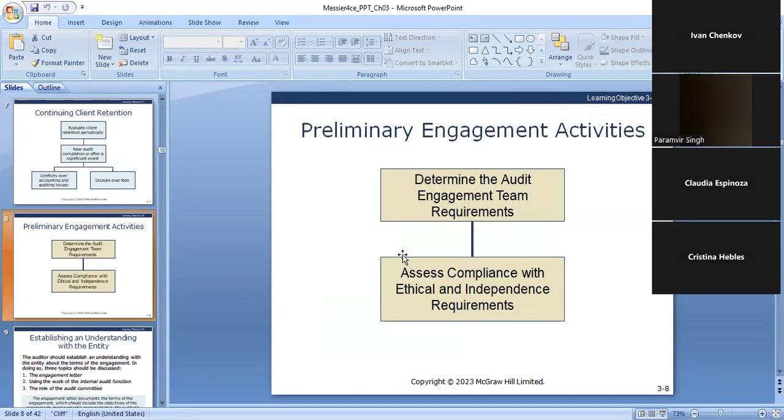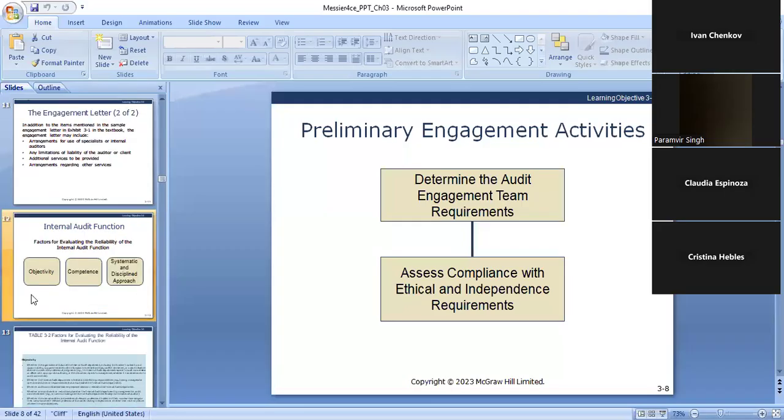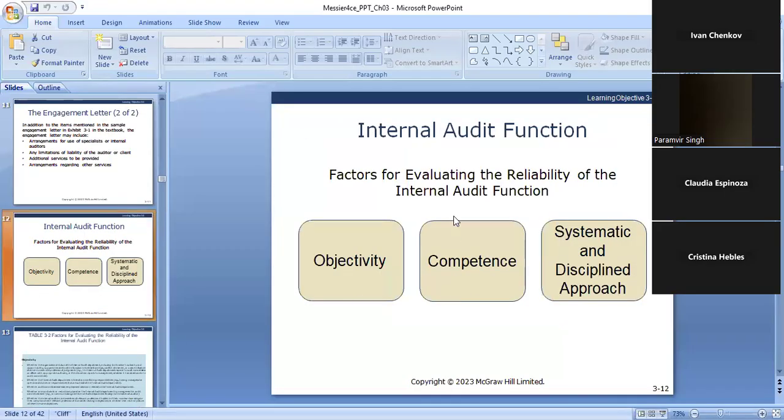Then what we have to do is determine the audit engagement team requirements, and assess the compliance with the ethical and independence requirements. Once we do that, we check the factors for evaluating the reliability of the internal audit function. Now we start by checking the internal audit. Is there an internal audit in place? Today we're going to see why we need this. If there's an internal audit in place, we have to test: does this internal audit actually work?